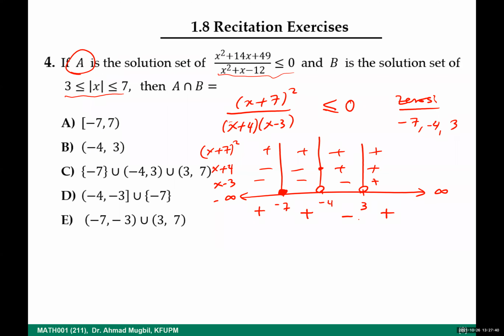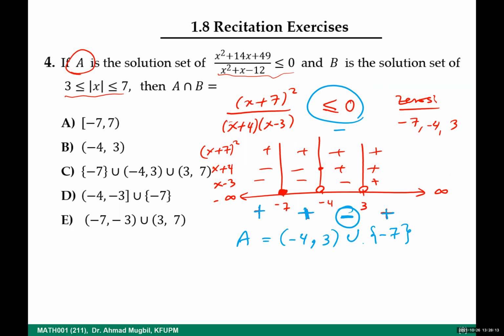Okay. So what do we want it to be? We want this to be negative. Here we are. So the solution, or A, will be what? Open negative 4, open 3, union negative 7 only. The point negative 7, because it will be 0 there. So this is A.